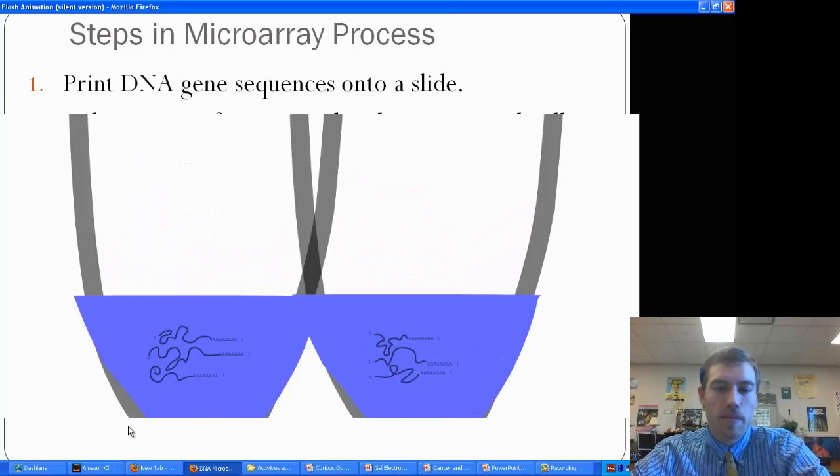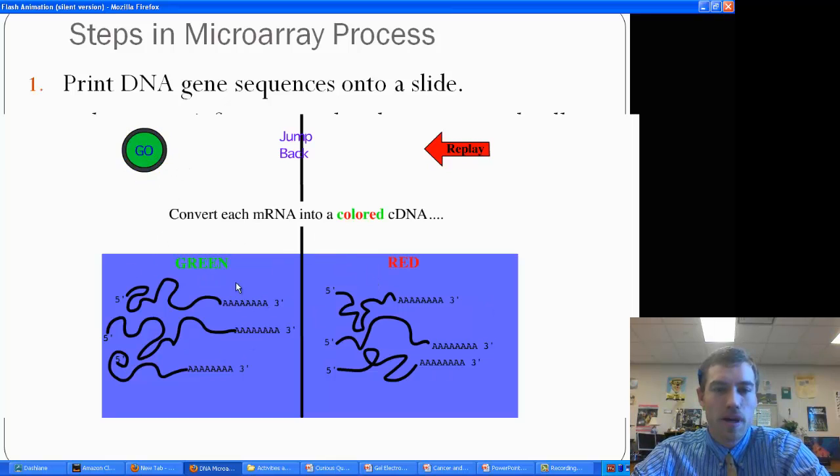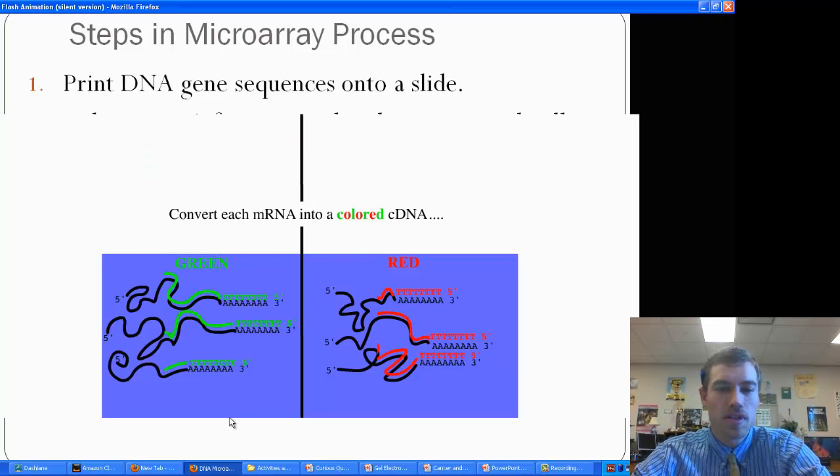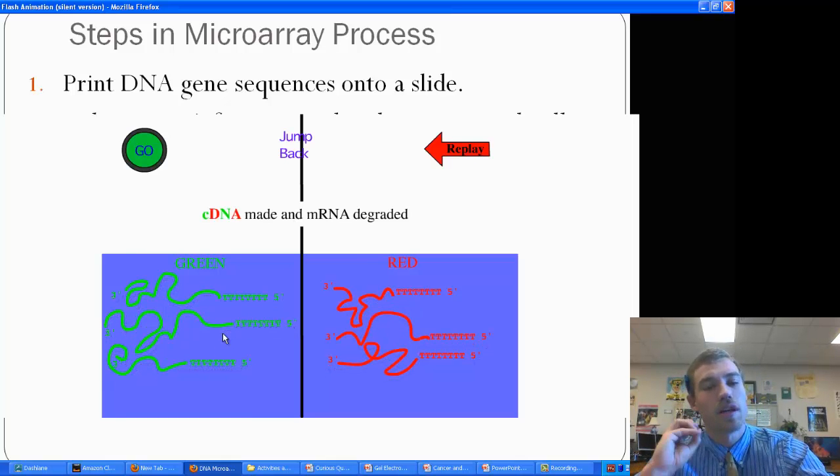So now we're going to make the cDNA, or that complementary DNA. So here's our mRNA molecules. And we're going to make one of them green and one of them red. So we use this lovely colored DNA, and really it's not colored, it's just that when a laser hits it, it's going to reflect light.